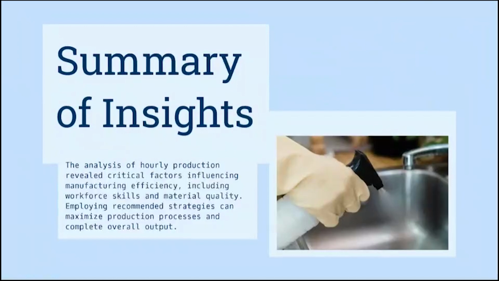Okay, here's the summary. The analysis of hourly production revealed critical factors influencing manufacturing efficiencies, including workforce skills and material quality. Employing recommended strategies can maximize production processes and improve overall output. Basically, if the workers aren't making enough sinks in an amount of time, then it could be either the workers' fault or the machines that are making the sinks, which could cost the company money.